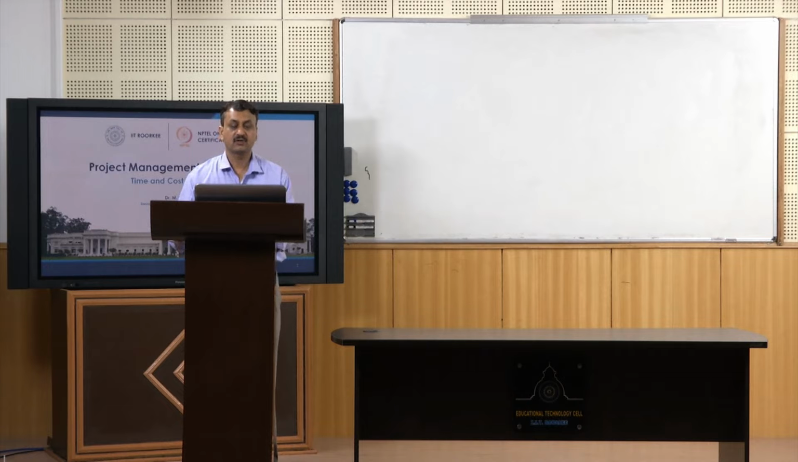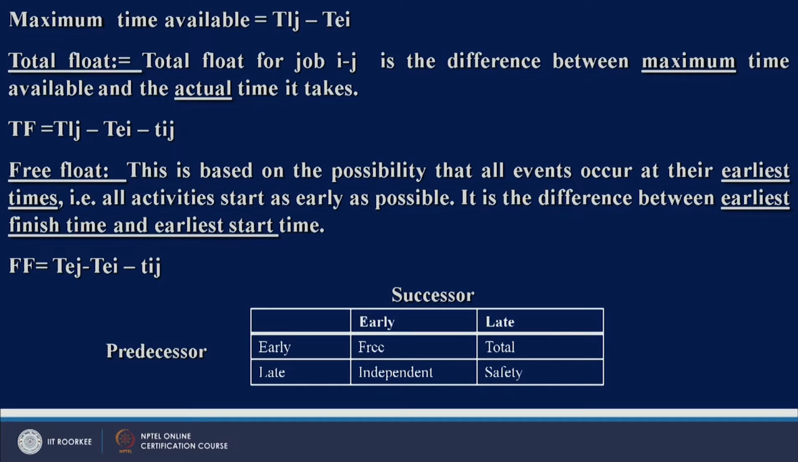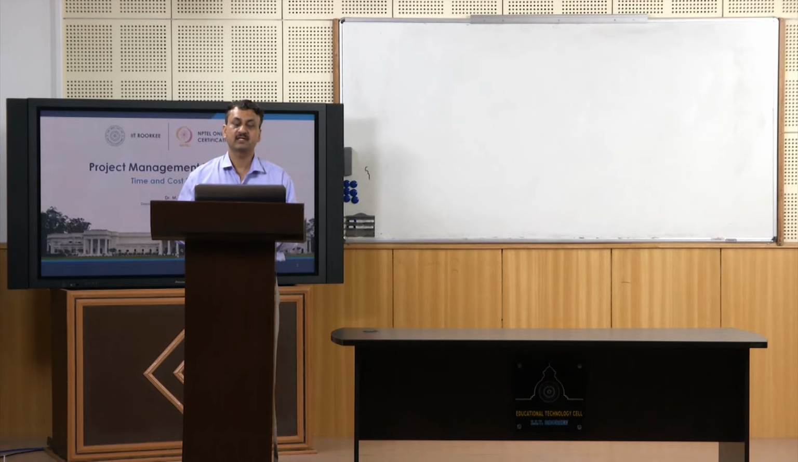Total float for activity ij is the difference between the maximum time available and the actual time that the activity takes. So, maximum time available is TLJ minus TEI. So, you have got the maximum time available. Let us say I have to go from Roorkee to Delhi and the maximum time available with me is, let us say, 8 hours, but actually the journey takes 5 hours. So, 8 minus 5 would be the total float.